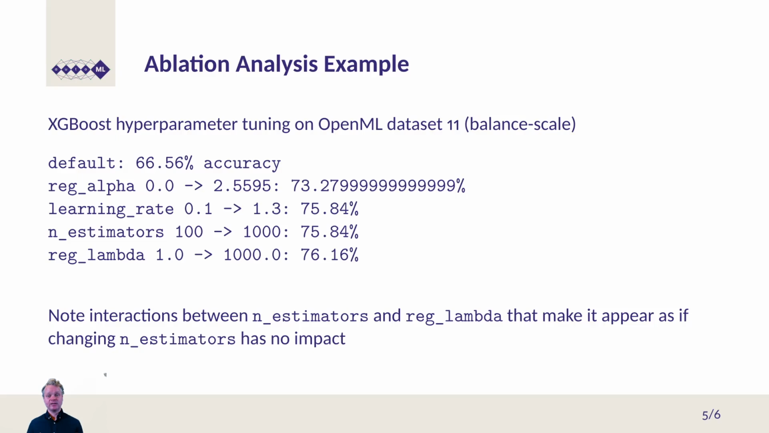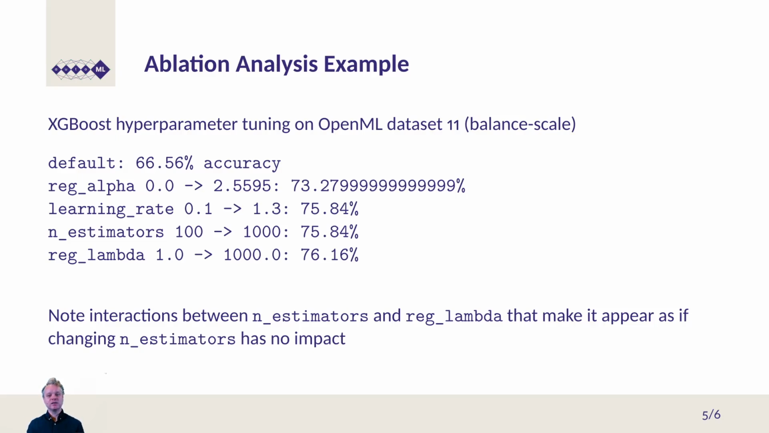Another change that we can make here to improve performance is to change the learning rate from the default of 0.1 to 1.3. This gets a little bit of a performance improvement. Then we can also change the number of estimators from 100 to 1000. This looks like it makes no difference, but then when later on we change reg_lambda from 1 to 1000, we again get a little bit of a performance boost.